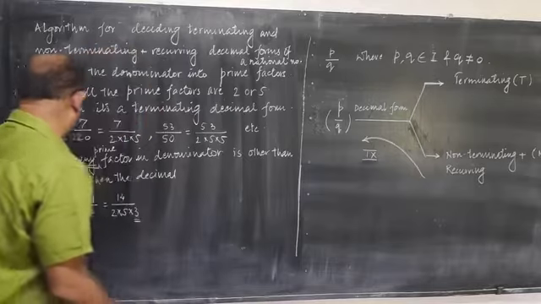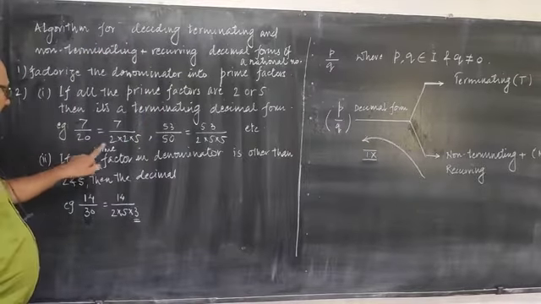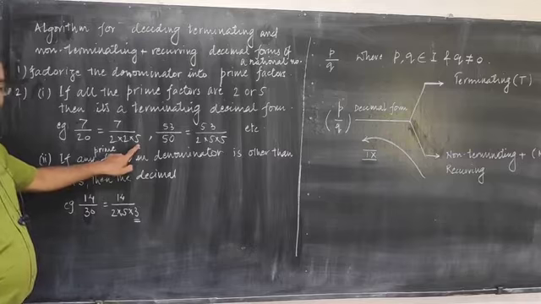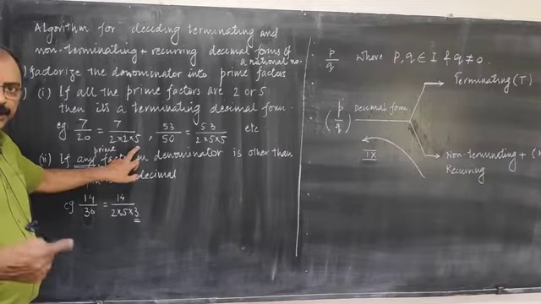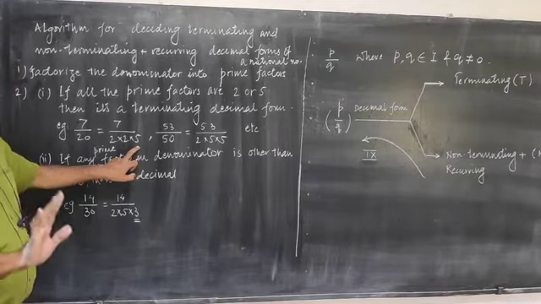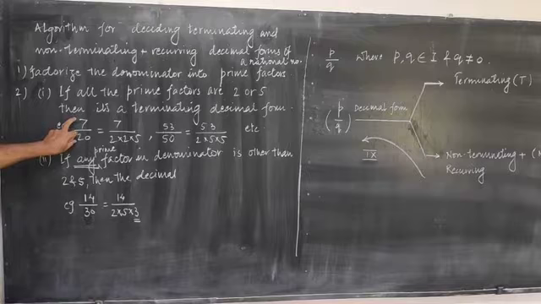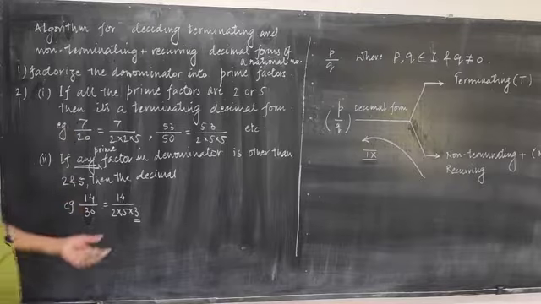I have given the example. 7 upon 20. Factorize: 2 into 2 into 5. All the factors are either 2 or 5. Therefore, this is a terminating decimal form. This rational number will have a terminating decimal form.